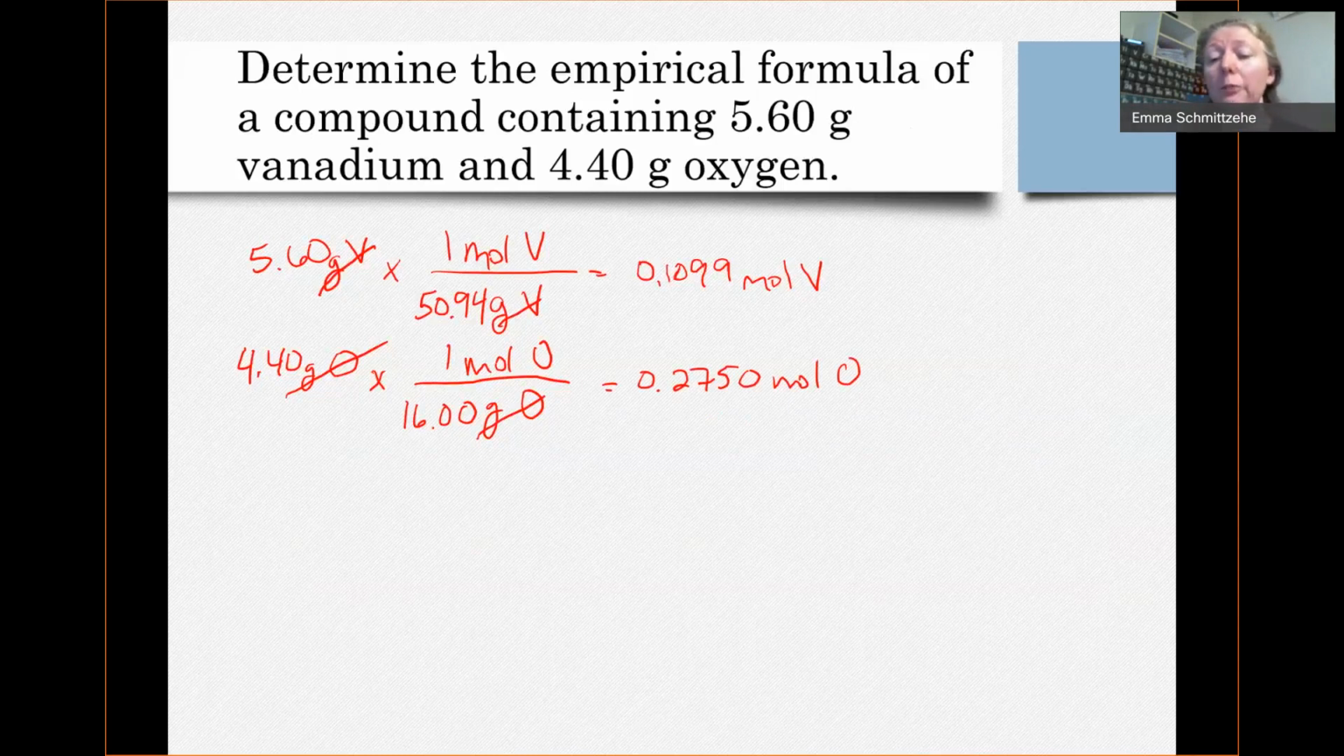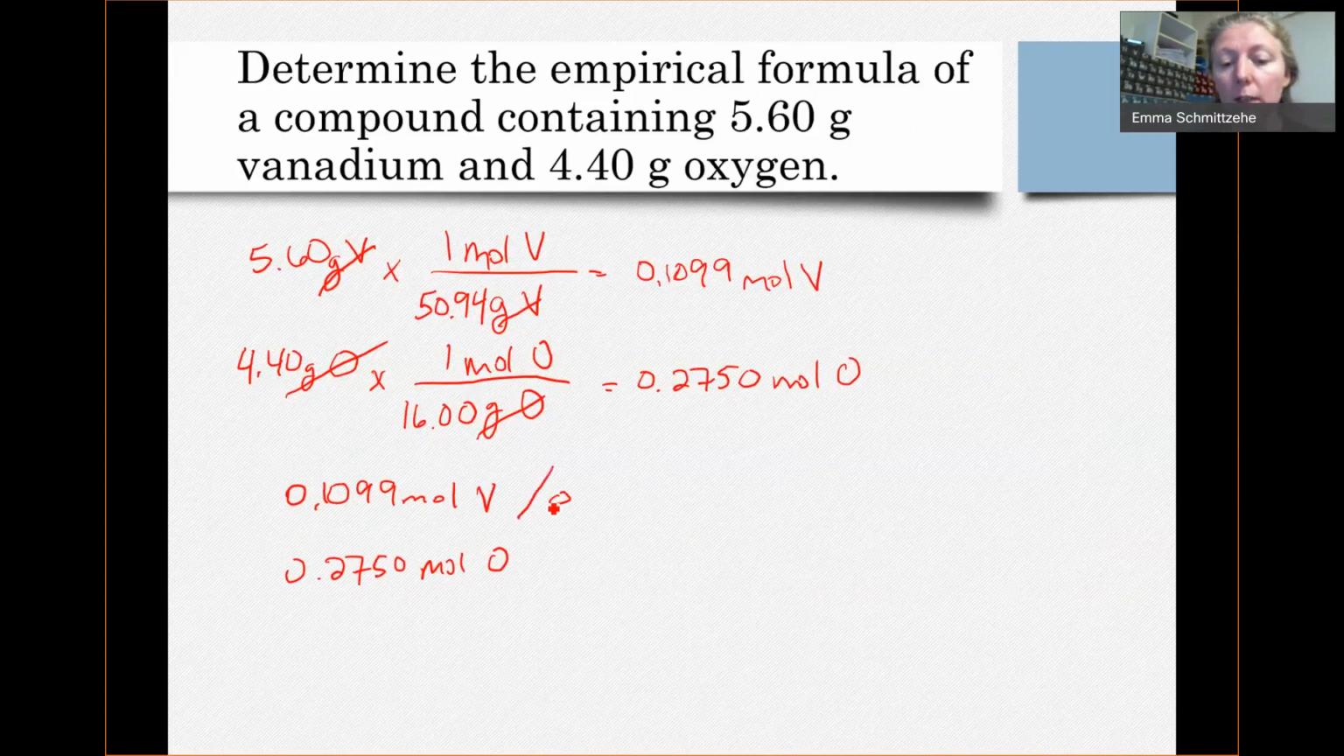So that's step 1, we figure out moles. Next step is divide by the smallest. So we have 0.1099 moles vanadium, okay, and we have 0.2750 moles of oxygen, and we divide each by the smallest.